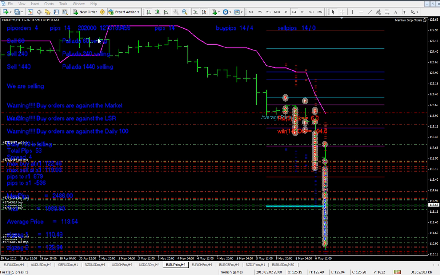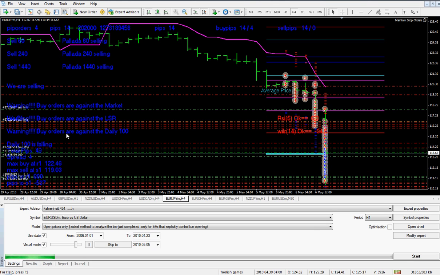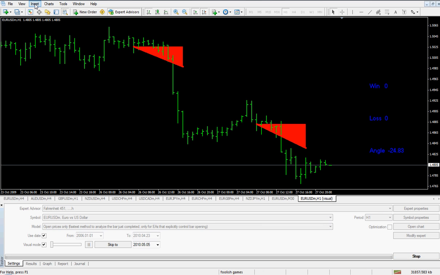Okay, let's try this again. This time we're going to run a backtest. Fahrenheit 451. Let me crank this all the way down. If you know what Fahrenheit 451 is, you'll understand the joke there. Euro, 1 hour, start. I'm going to have to work fast here.